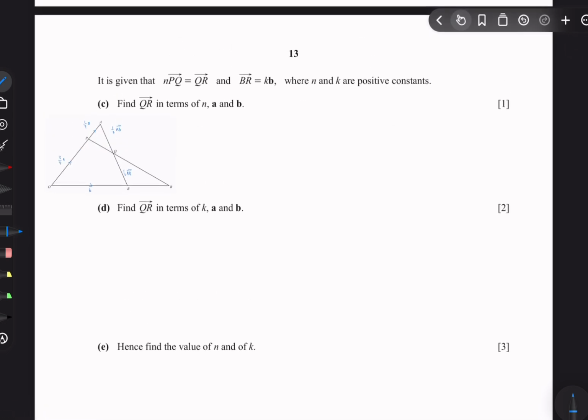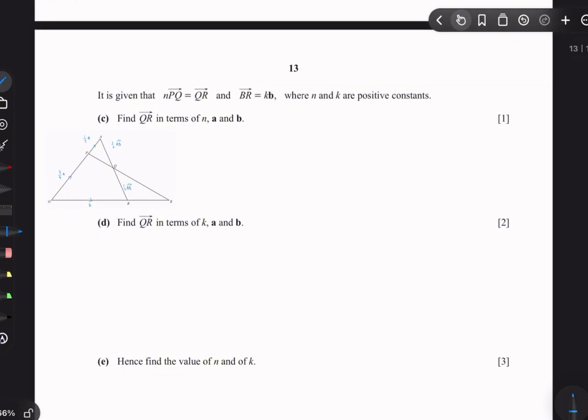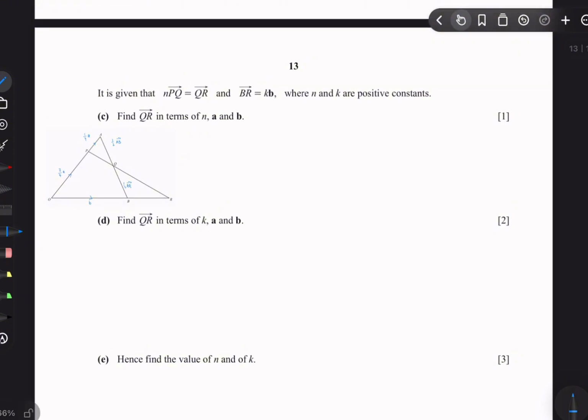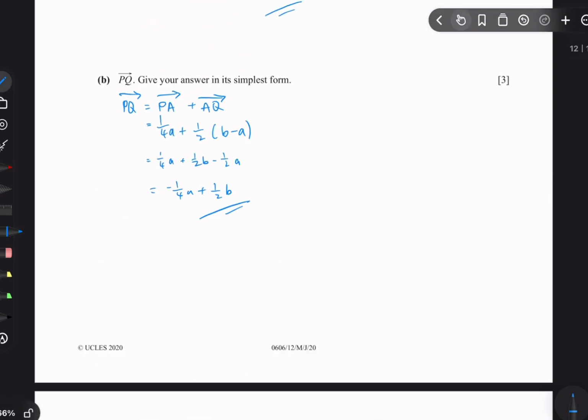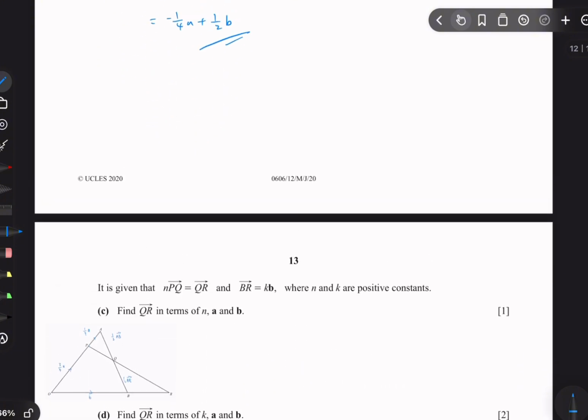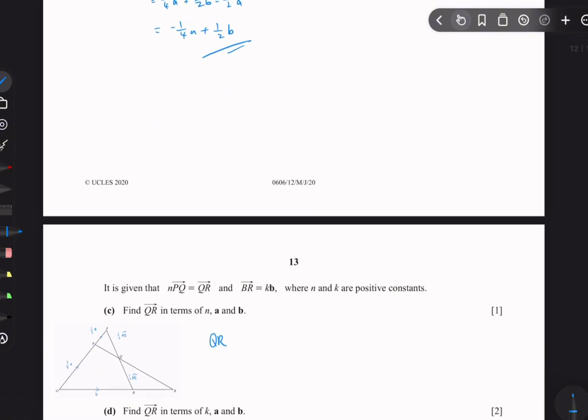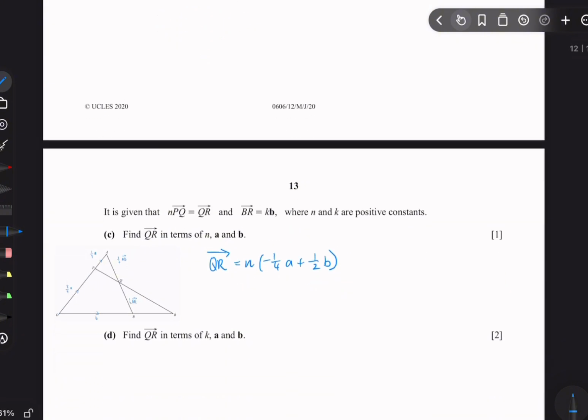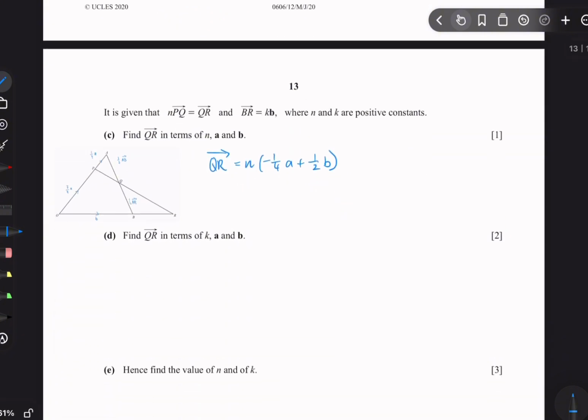It is given that QR is n times PQ and BR is k times OB, where n and k are positive constants. Part C. Find QR in terms of n, a, and b. Okay, so we know QR is equal to n, which is a constant, of PQ. And we have PQ from part B, so we can just sub this in. Part D, find QR in terms of K, A, and B.